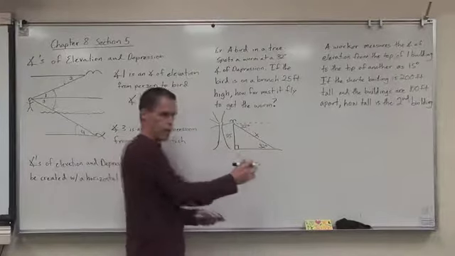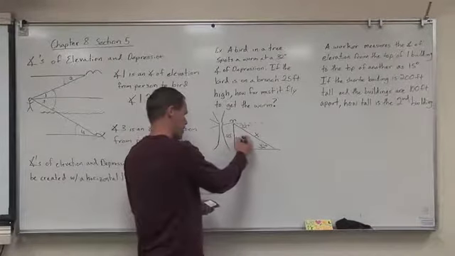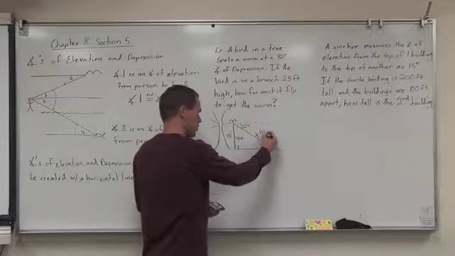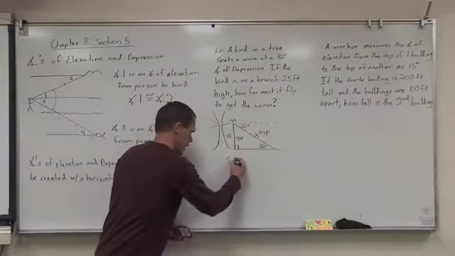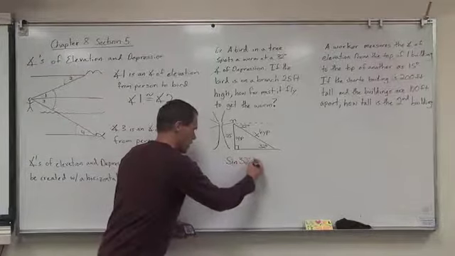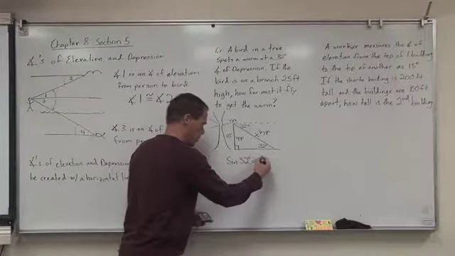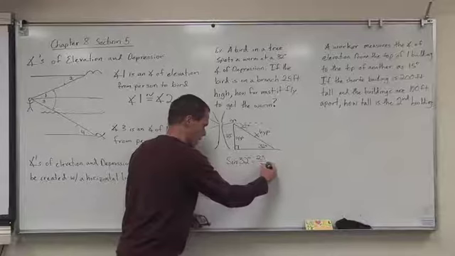Now, at this point, I have a right triangle, I have the opposite side, and I have the hypotenuse. I can now refer to my trig to set up the problem. The sine of 32 degrees is equal to the opposite side, 25, over x.